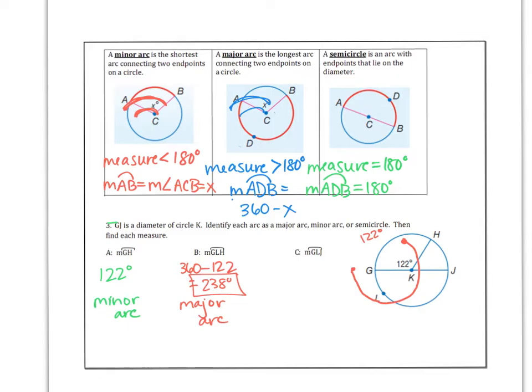Next one, let's talk about arc GLJ. Well, let me erase this here. Let's go ahead and take a look. If we go from G to L to J, to me, that looks like it starts at one end of the diameter and goes around to the other end of the diameter. It goes exactly halfway around. That's going to be a semicircle, and it will be 180 degrees.